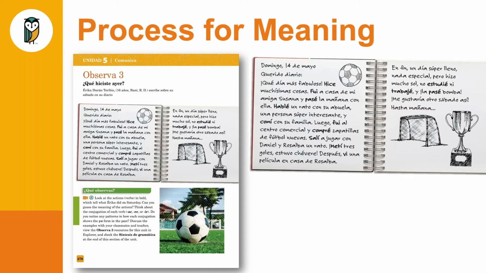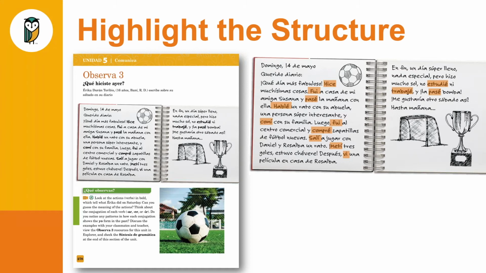Next, you're going to start to talk about grammar. You're going to point out the structures that are in bold-faced in the text. I've highlighted them in orange here for you so that it's easier to see. As you can see here, our target structure is the yo form of the preterite verbs. We are only focusing on the yo forms in this lesson. The rest of the preterite verb endings will be looked at in level 2.